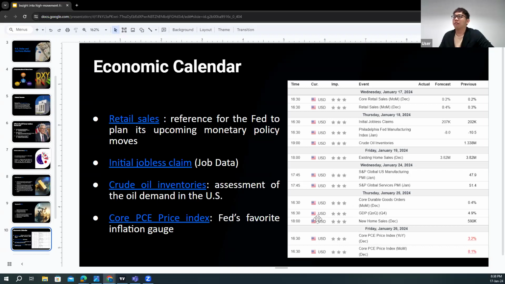And of course, we also have the US GDP, which is due next Thursday. So these are the key economic data that you want to mark down if you want to trade.